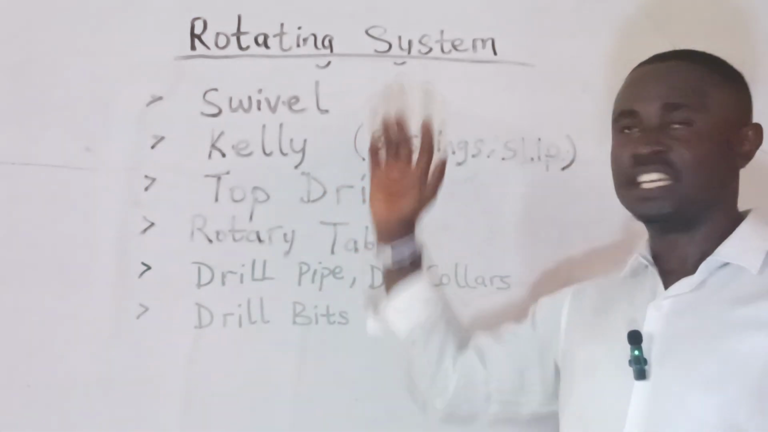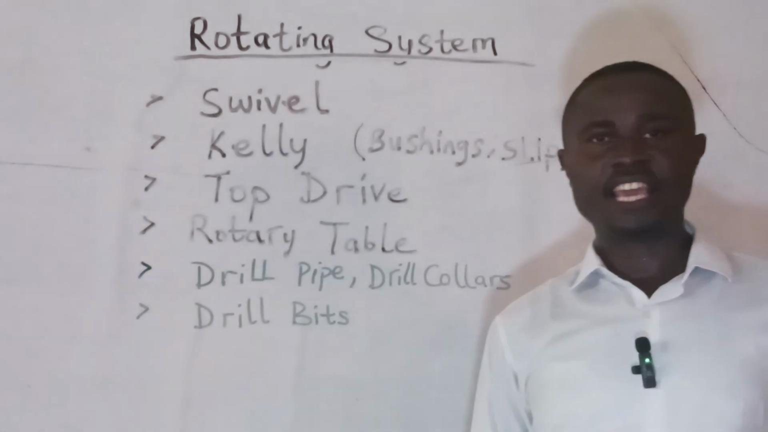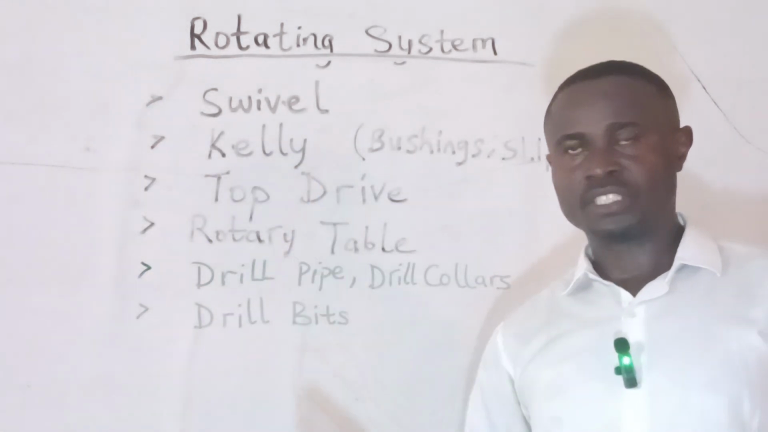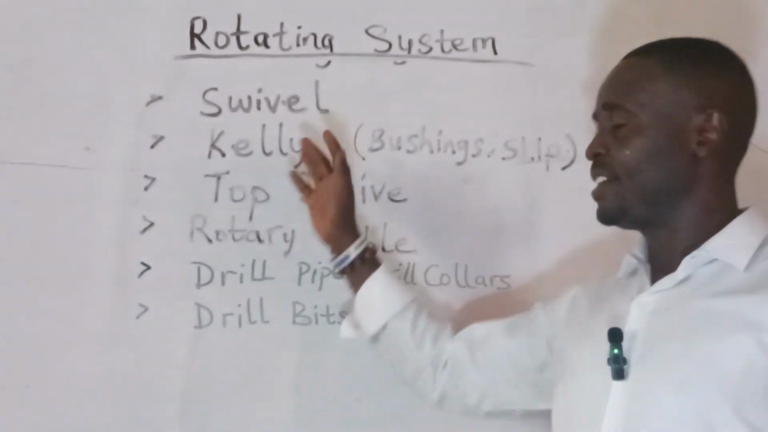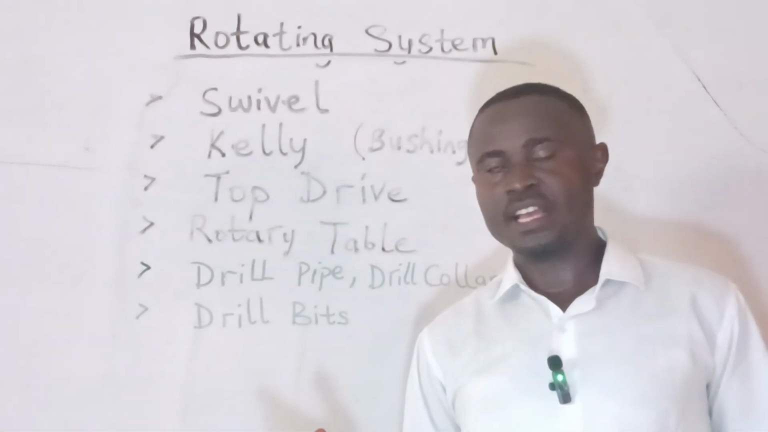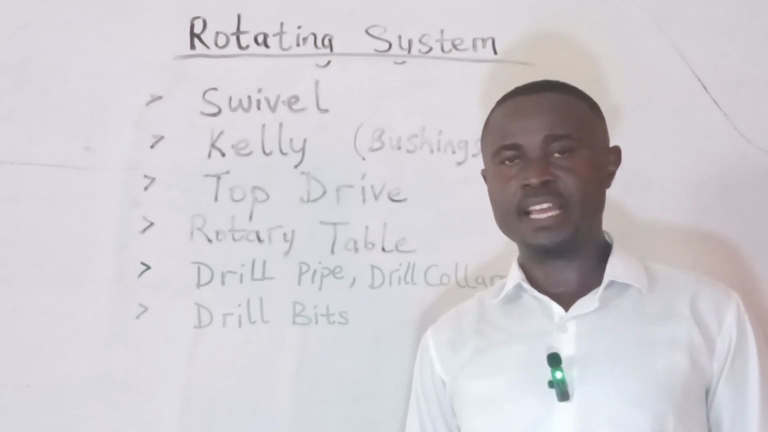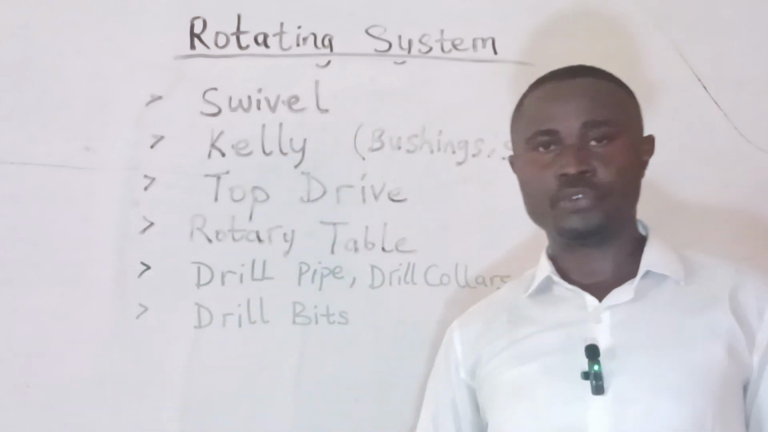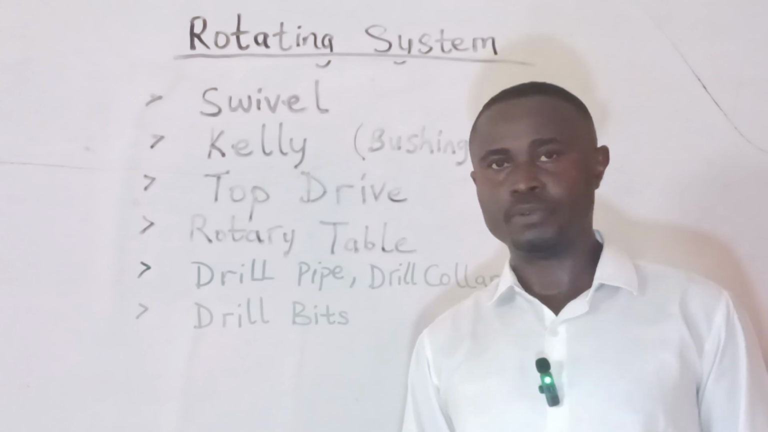The swivel is a very critical piece of device that receives the Kelly and runs it down to the rotary table. The Kelly is usually a square or, most times, hexagonal pipe that runs from the swivel down to the rotary table.